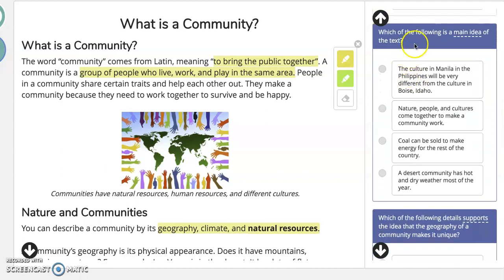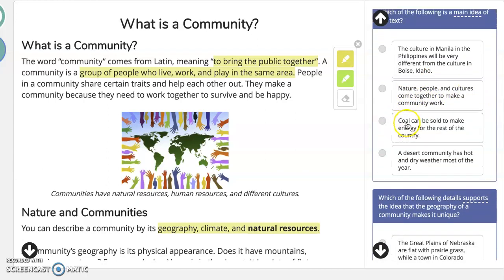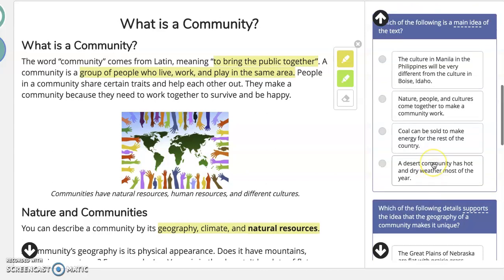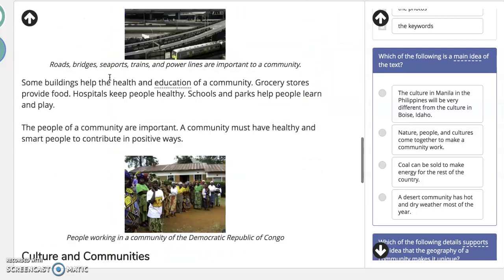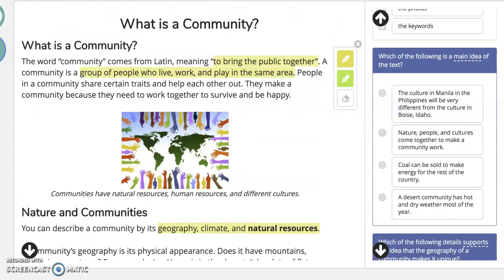All right. Which of the following is the main idea of the text? Which of these is a good one for the whole text? The culture in Manila in the Philippines will be very different from the culture in Boise, Idaho. Nature, people, and cultures come together to make a community work. Coal can be sold to make energy for the rest of the country. Or a desert community has hot and dry weather most of the year. Which of these really helps us understand the whole article, not just one specific part, but the whole article? Pause and answer the question.